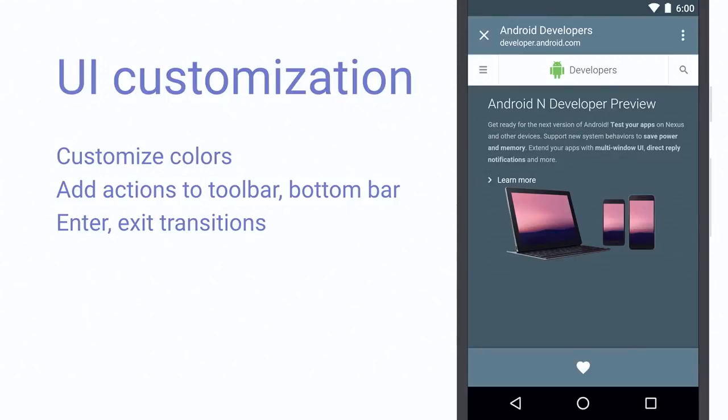Right. In addition to being fast, we want this to be seamless. So we provide a lot of customization aspects that you can set up when you're building your custom intent. To that end, you can customize the toolbar color. So here we've colored it teal to match our app. And you can also customize the actions. So we have a favorite action that we've added at the bottom. You can add actions to the overflow menu. And you can also set up transitions so that you have animations in and out of your activity that look like a natural extension of the rest of your app.